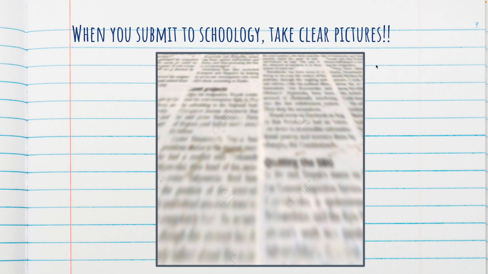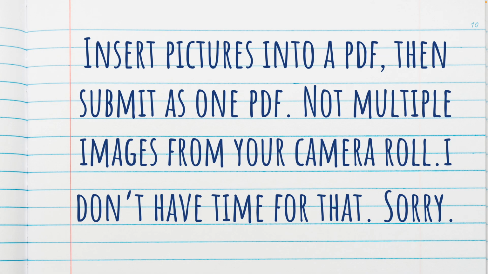This I can't see. Not only is it blurry, it's off at an angle. So up above, good light, not blurry. Finally, insert pictures into a PDF, then submit as one PDF. Do not take multiple images from your camera roll and submit 2, 3, 4 different pictures on Schoology. I don't have time for that. I apologize. I just don't. So you need to make sure you're submitting it all as one PDF. Put the picture in there. We'll go through examples and show you how to do that when that comes up.